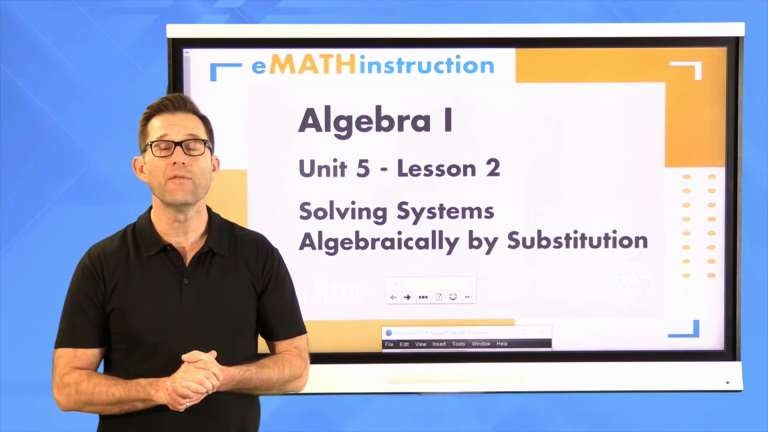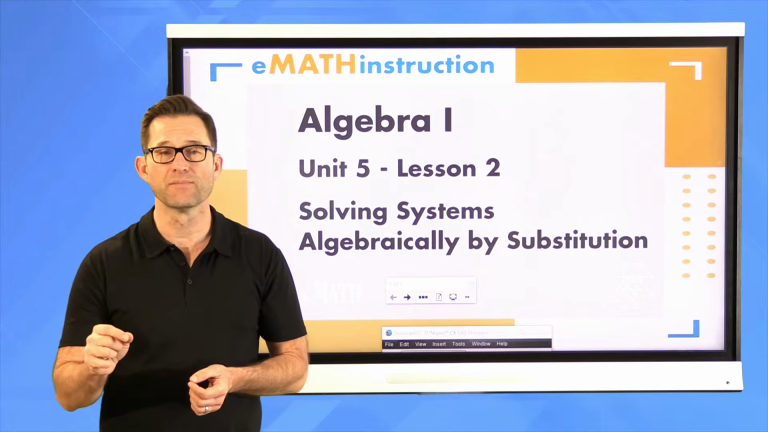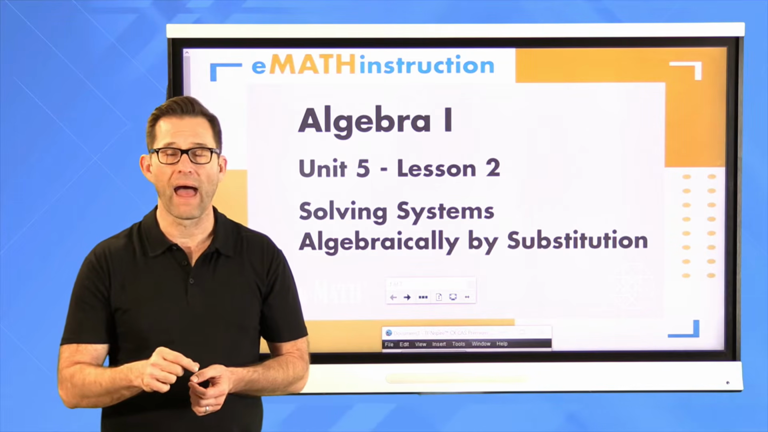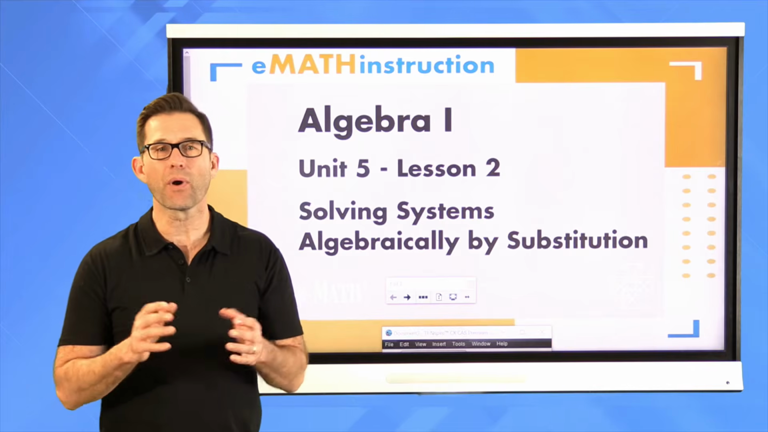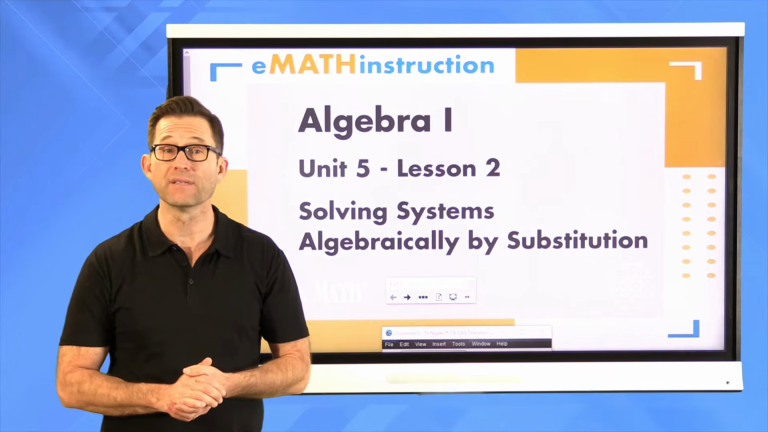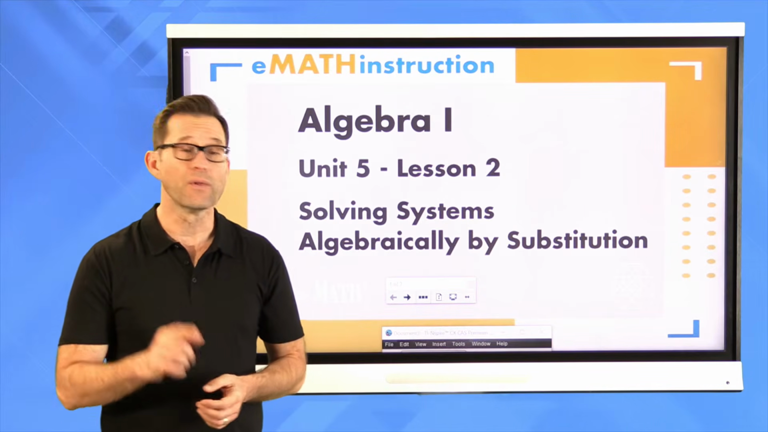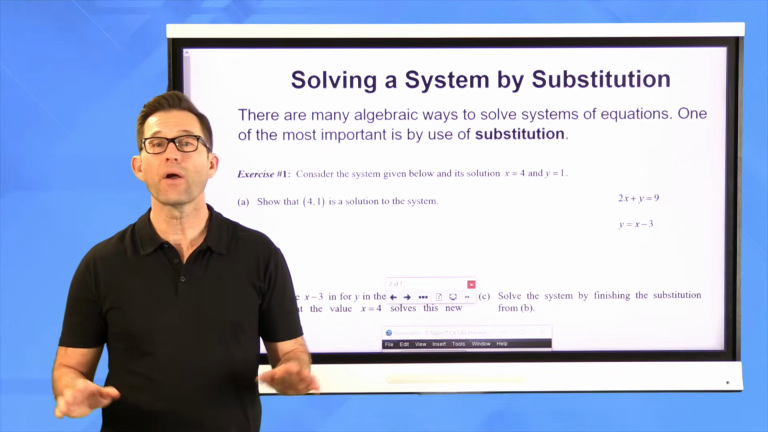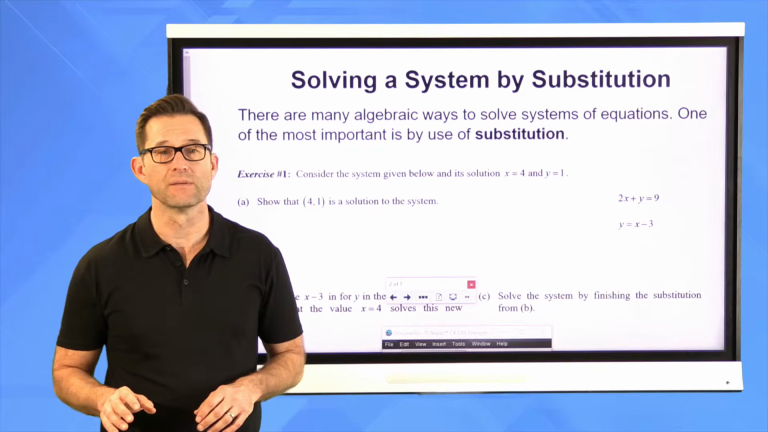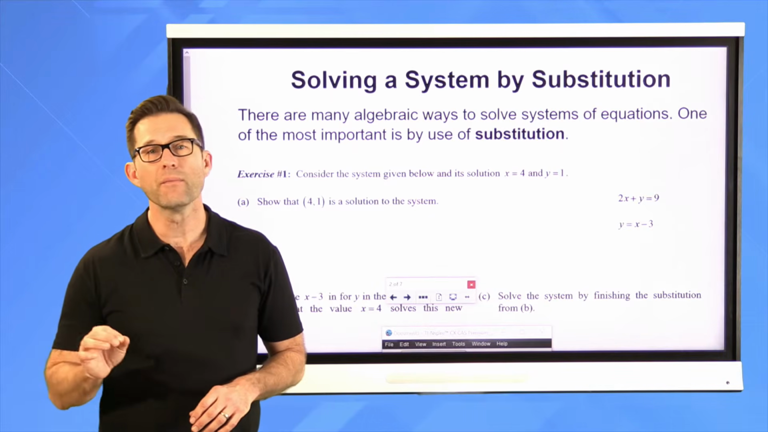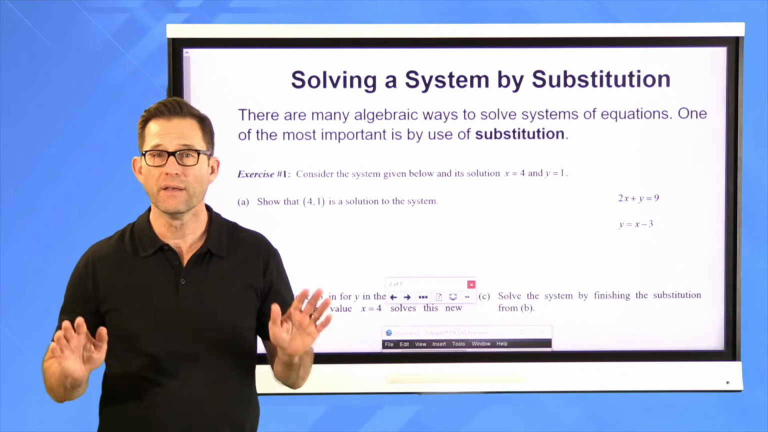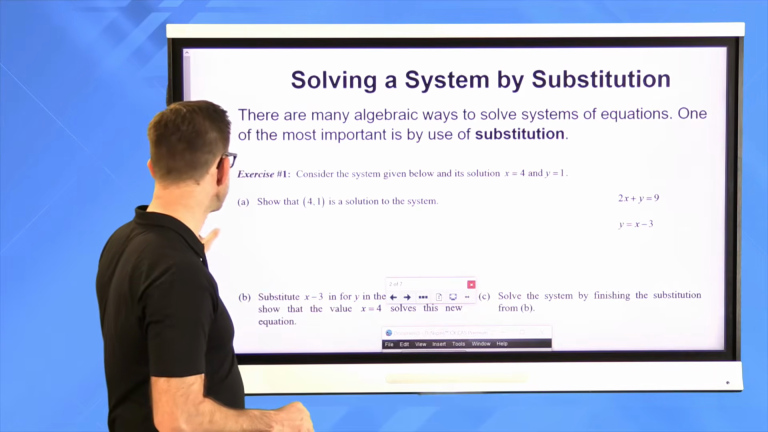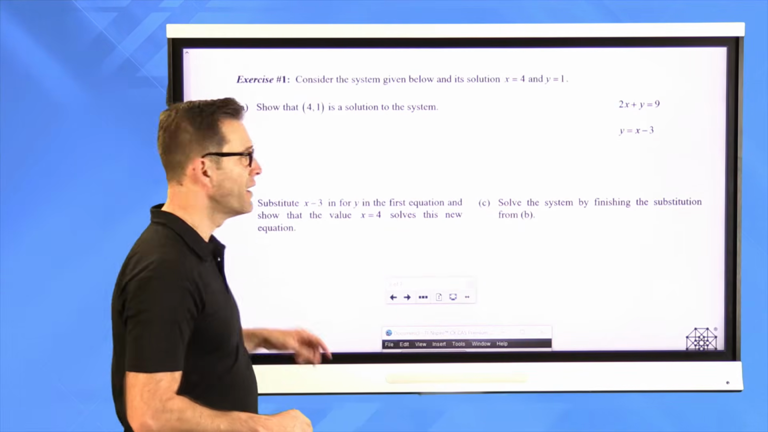In theory, you've actually seen solving a system by substitution back in 8th grade math, all right? But it's something that you probably didn't spend a lot of time on, and yet it's an incredibly important technique. So let's jump right into it and talk about solving systems by substitution. Now, there are many algebraic ways to solve systems of equations, as I mentioned. One of the most important, by far, is the use of substitution. So let's jump into it in exercise 1 and see how this works.